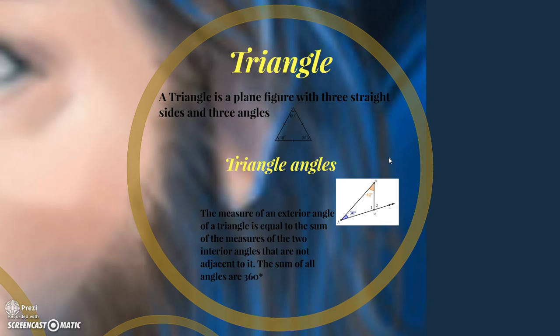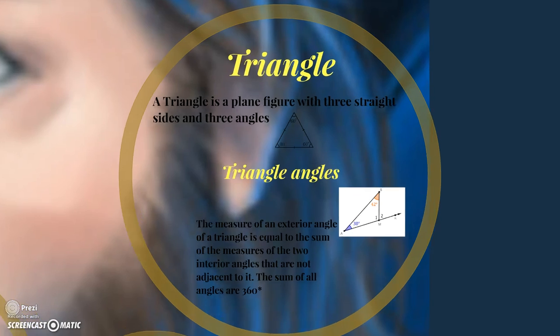Alright, a triangle. A triangle is a plane figure with 3 straight sides and 3 angles. Triangle angles. The measure of an exterior angle of a triangle is equal to the sum of the measures of the 2 interior angles that are not adjacent to it. The sum of all the angles is 180 degrees.